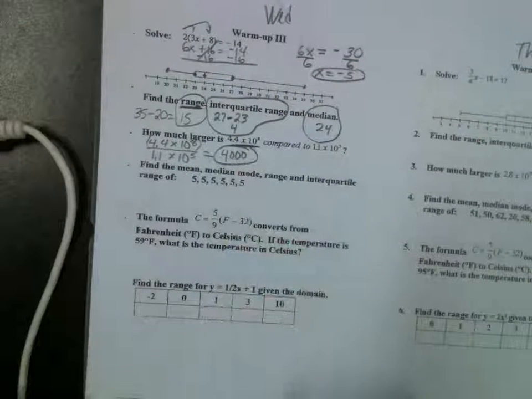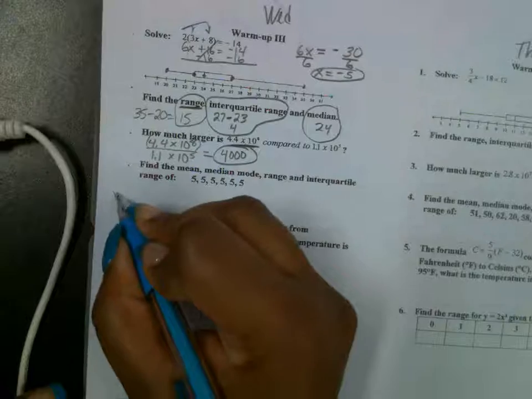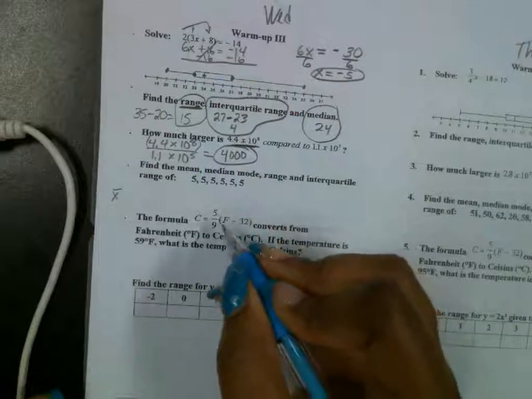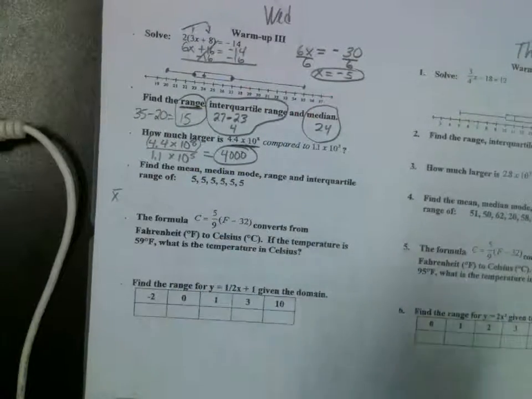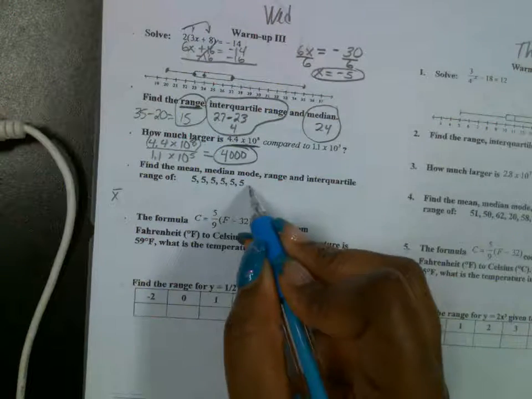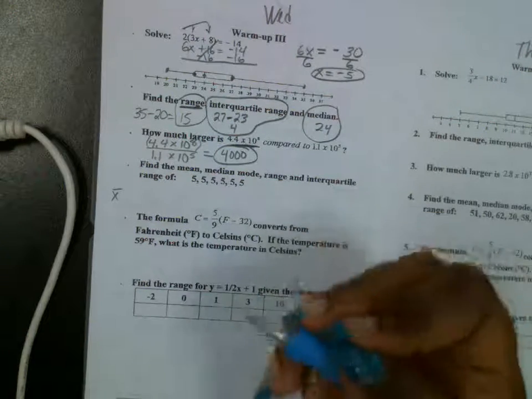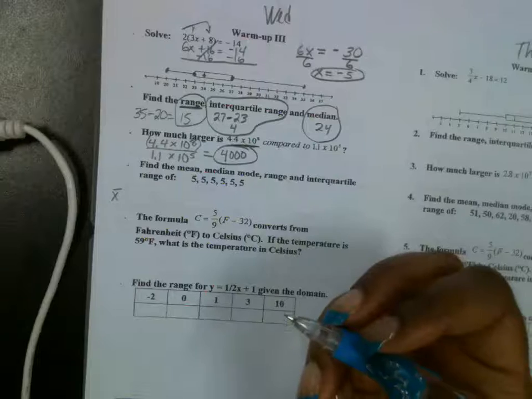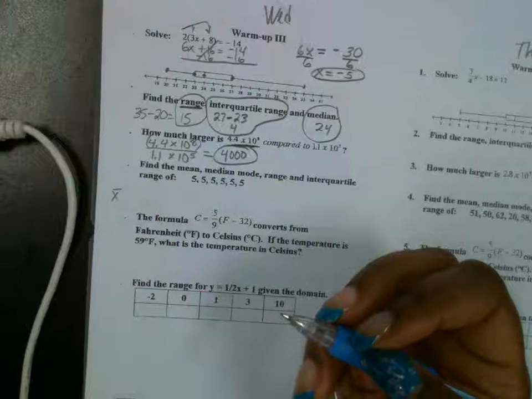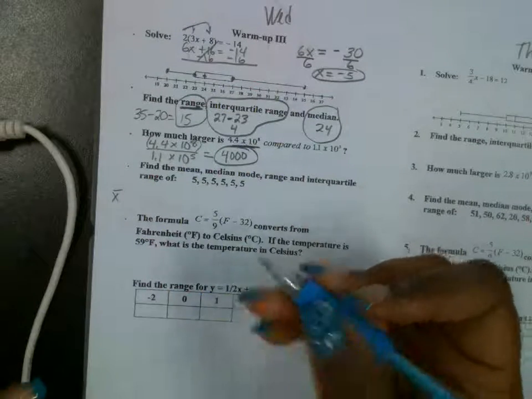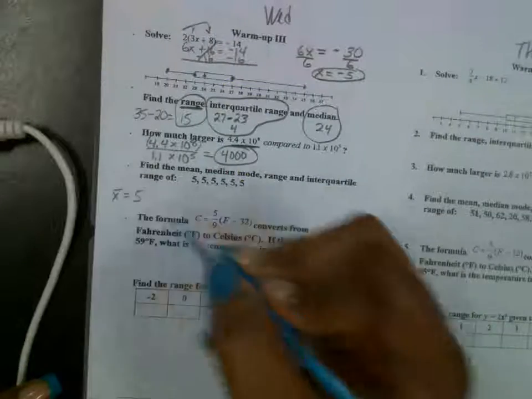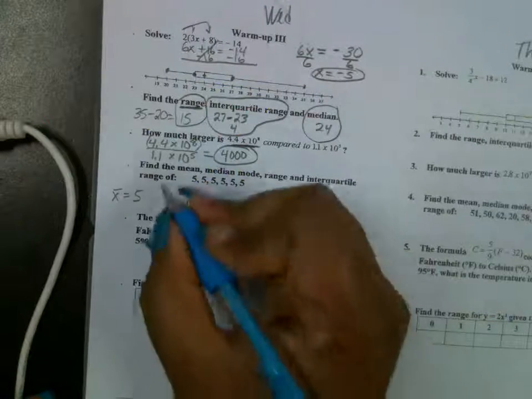All right, mean, median, mode. That should be kind of easy, right? All right, so what's your mean? That's the x with the line over it, the symbol for mean. How would I find the mean? I add these together, right, and divide by how many numbers. But what is the mean here, like, really? What's the average? 5. That's your average.